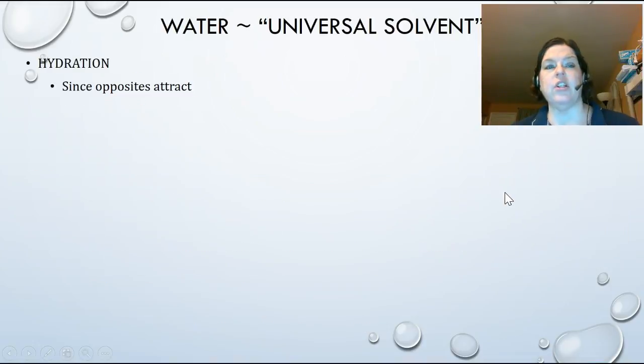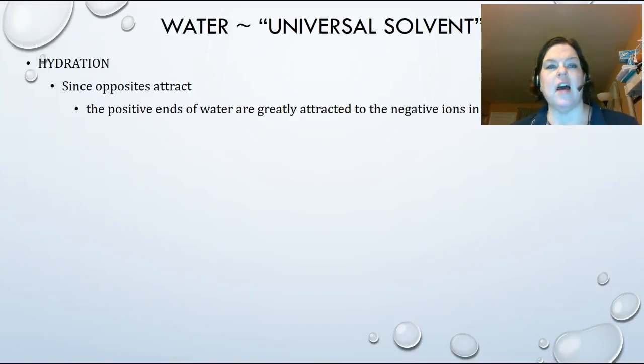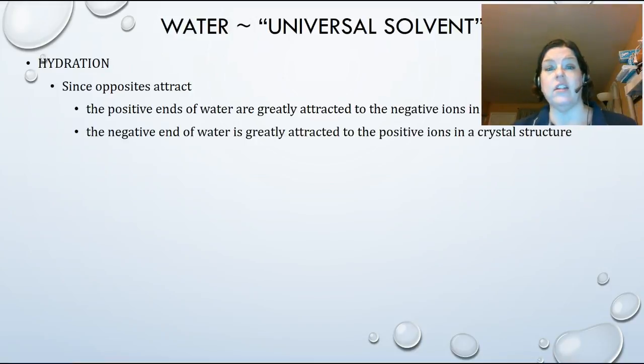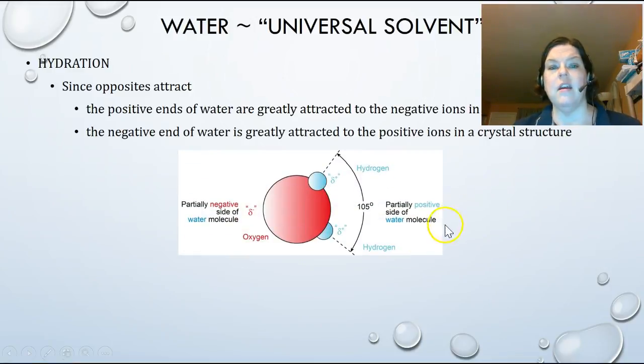So hydration, what is hydration? Hydration means that water is able to hydrate something. And since opposites attract, the positive ends of water are greatly attracted to the negative ions in ionic crystal structures. And the negative end of water is greatly attracted to the positive end of the crystal structure. So what we see happening is because we have this partially negative side over here with the oxygen, and we have this partially positive side over here with the hydrogen, that creates a situation in which the water can hydrate an ionic crystal very easily.